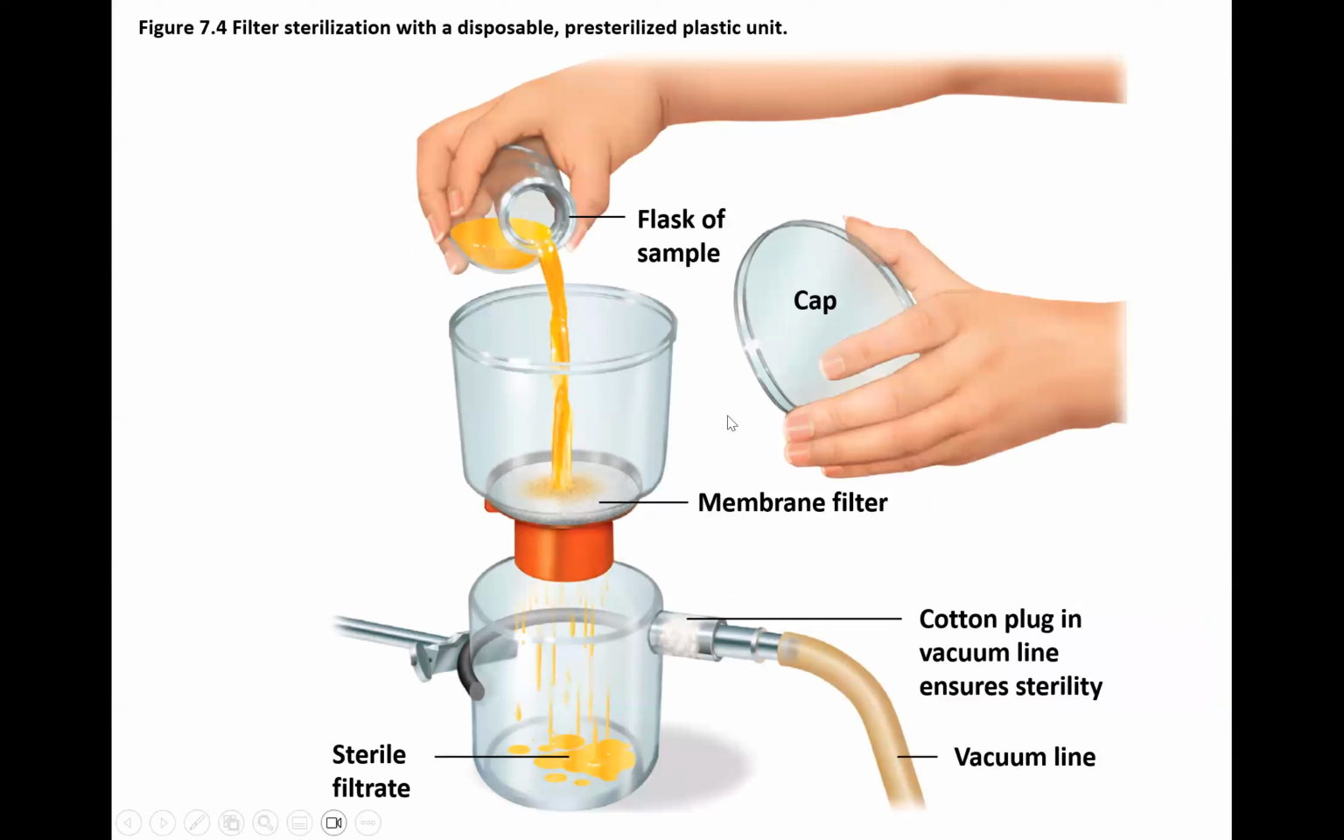All right, now here's an idea to see for filtration. Again, if you were trying to filtrate a liquid, you have the sample in a flask, and then you can have this membrane filter, these HEPA filters. And there's a cotton plug to actually ensure sterility in the vacuum line. And then what is coming through this membrane filter has now been considered sterilized at this point.